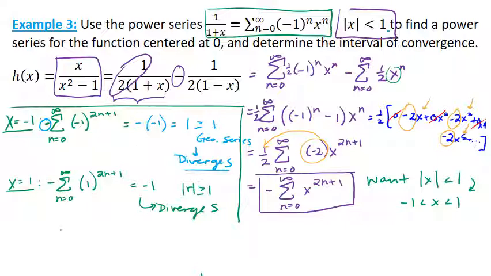So, therefore, our interval of convergence does not include the endpoints and is -1 to 1. And that wraps up section 9.9.